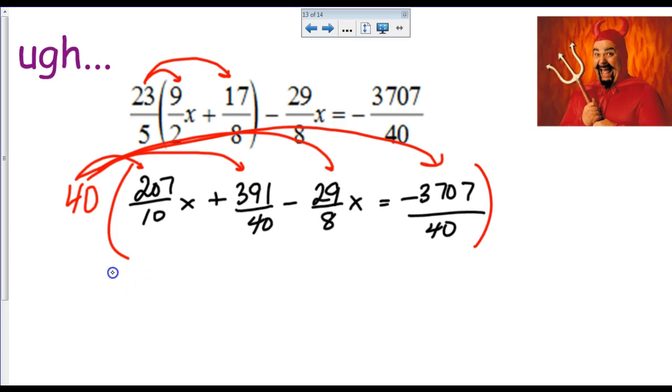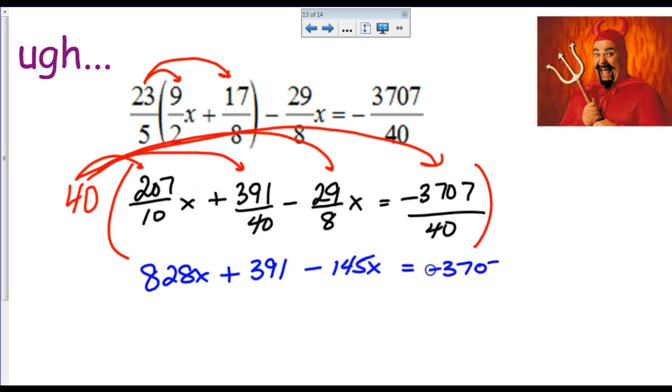All right, so this first term, when I multiply by the LCM, I get 828x plus, this is going to be a 391, the 40s will cancel. Let's see, that's a 145x. And then here the 40s will cancel again, giving me negative 3707. Again, not a terrible equation, but also not anything I really want to do in my head.